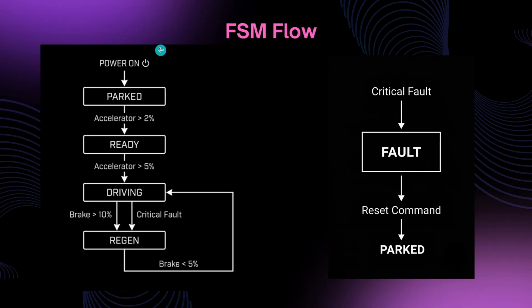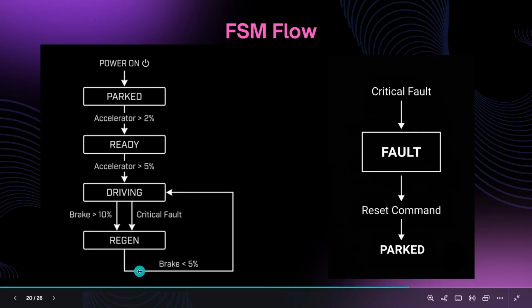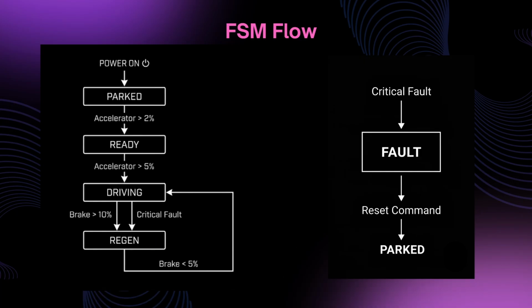So as we can see, when the system is turned on, it is in park mode. When the accelerator is greater than 2%, it switches to ready mode. Greater than 5%, it goes to driving mode where the vehicle is actually moving. When the brakes are applied, that is greater than 10%, it switches to regen mode. This regen mode is used for recharging the battery, which converts this braking energy into electrical energy for the battery.